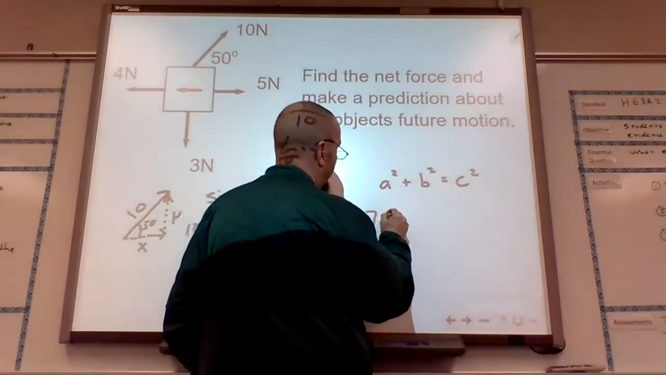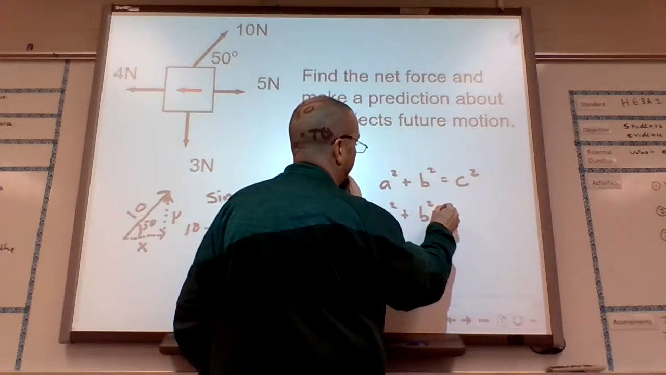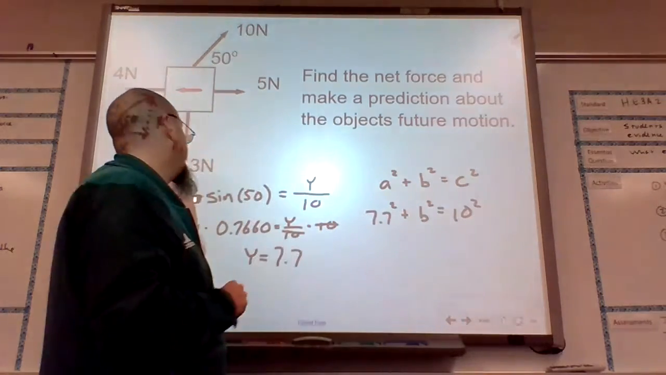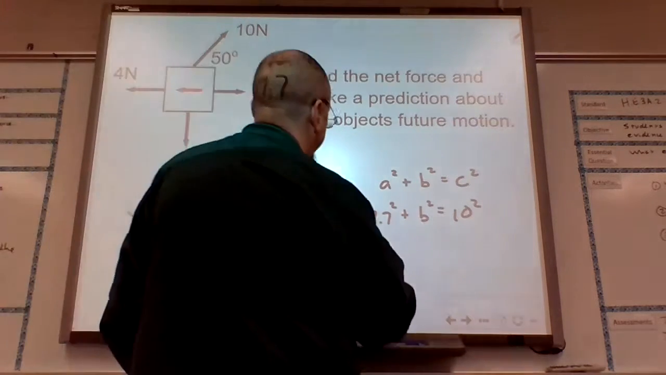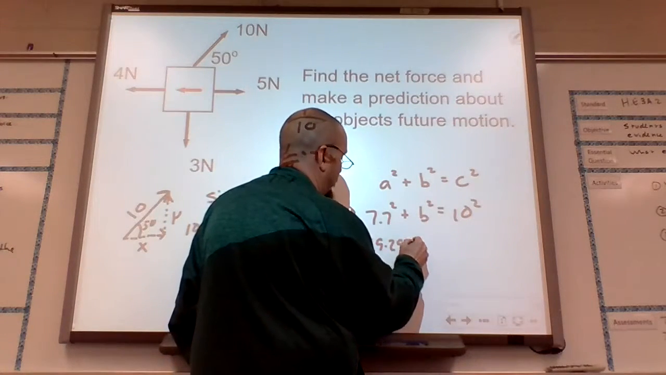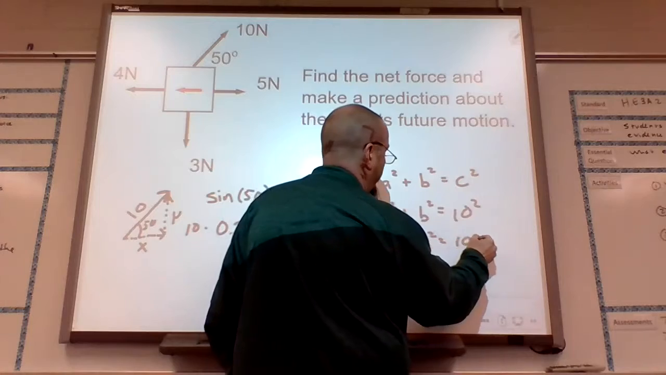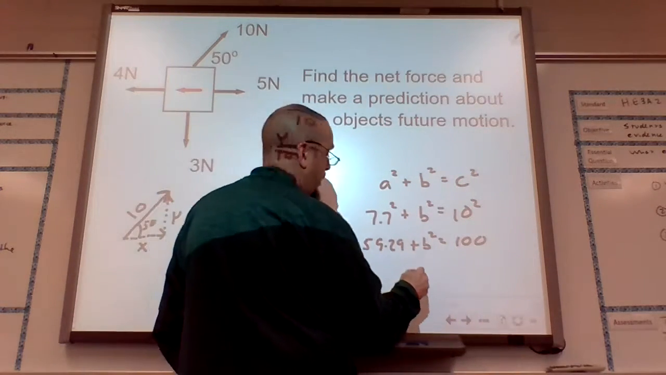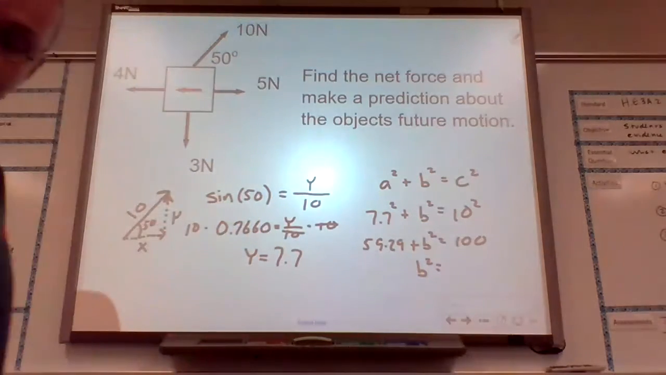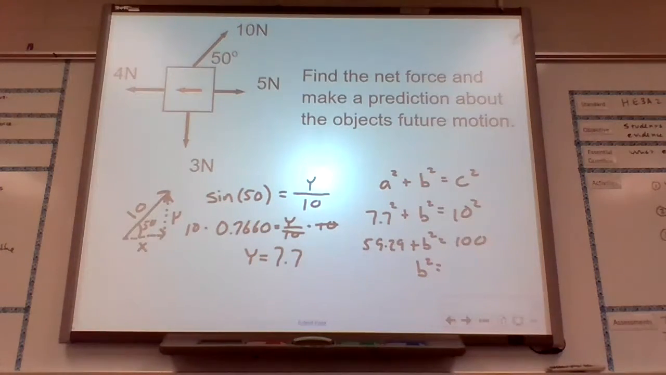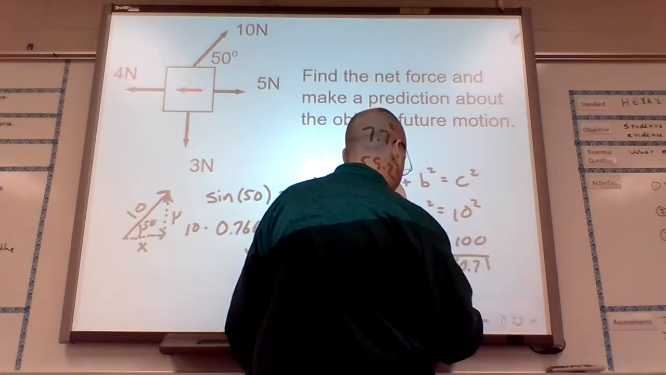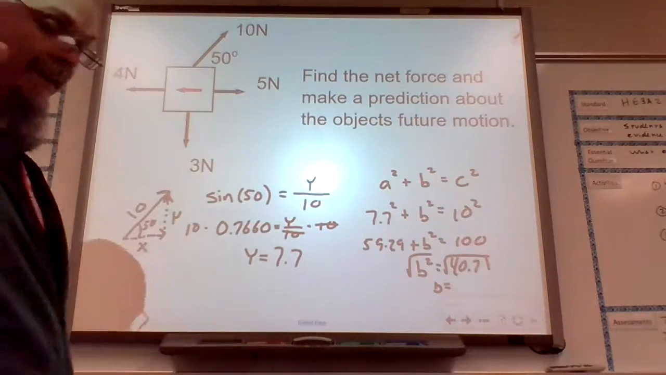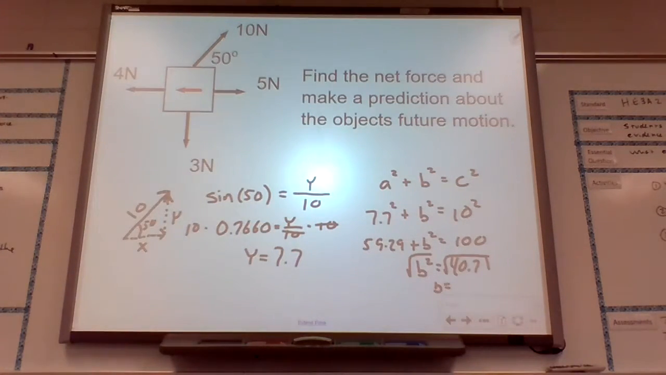So I can say 7.7 squared plus b squared equals 10 squared. Again, I already know c squared. That's my hypotenuse. 7.7 squared is 59.29, plus b squared equals 100. Subtract 59.29 from both sides. I end up with 40.71. Square root both sides. My missing side, x, is 6.4.